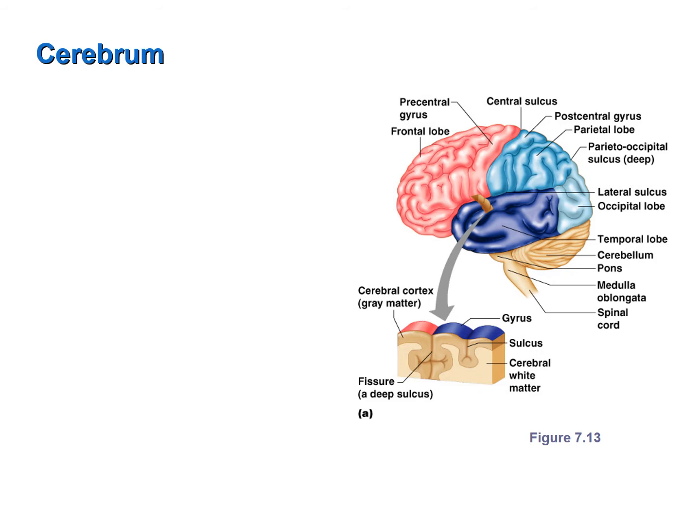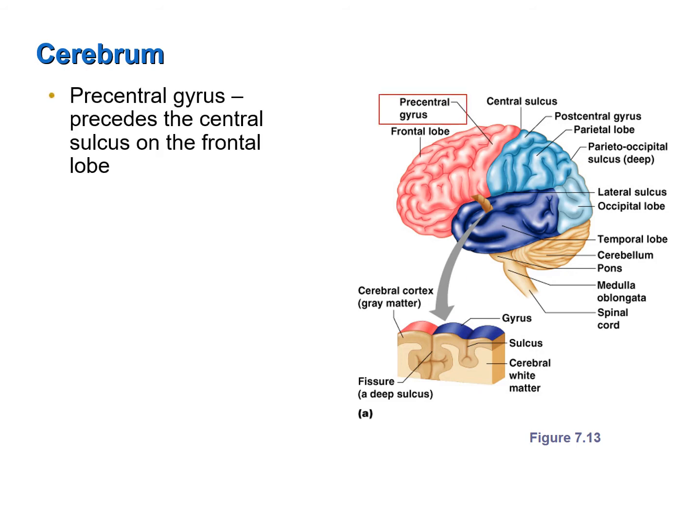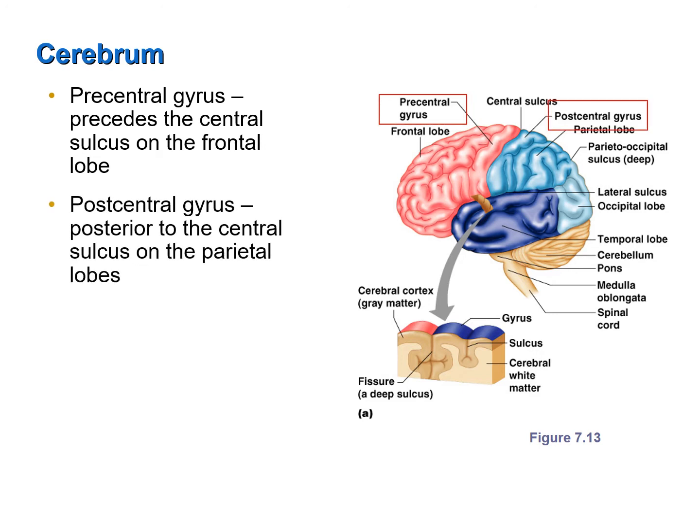2 other important landmarks will include the gyrus that is just anterior to the central sulcus, called the precentral gyrus, and the gyrus that is directly posterior to the central sulcus, called the postcentral gyrus. Pre means before, post means after, so the precentral gyrus is the gyrus that is anterior or before the central sulcus, and the postcentral gyrus, of course, is the gyrus that is after or posterior to the central sulcus.